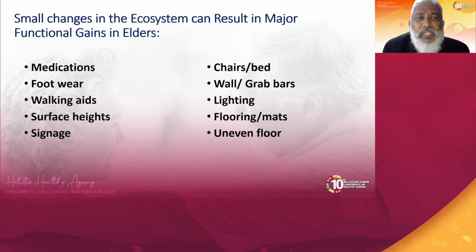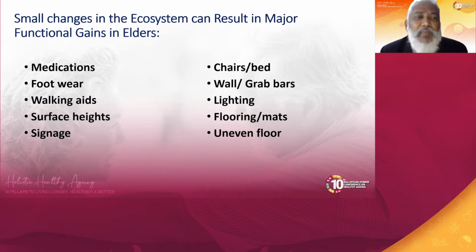Small changes in the ecosystem can result in major functional gain in elders. Research shows that a small change in the ecosystem can make a person more independent, with more choices of independence, and less dependent on the caregiver. It saves their own time, and it gives them some form of confidence.